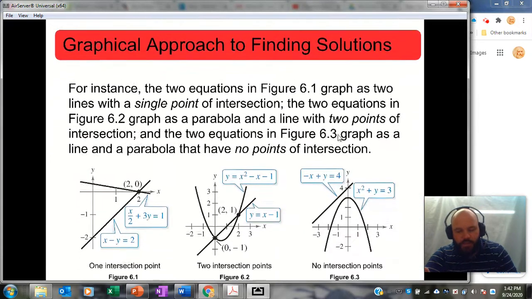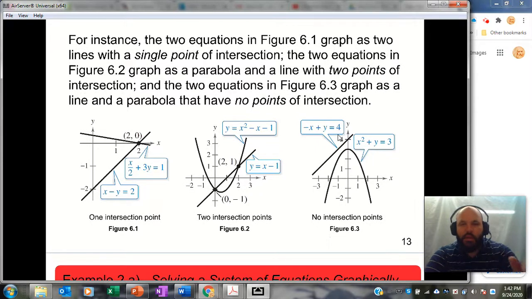So here is an example of different systems. The first one being a system of linear equations. If you're looking here, those are two linear equations that were graphed, and you can see that they intersect right there at the point (2, 0). And that point (2, 0) is considered the solution to the system of equations.